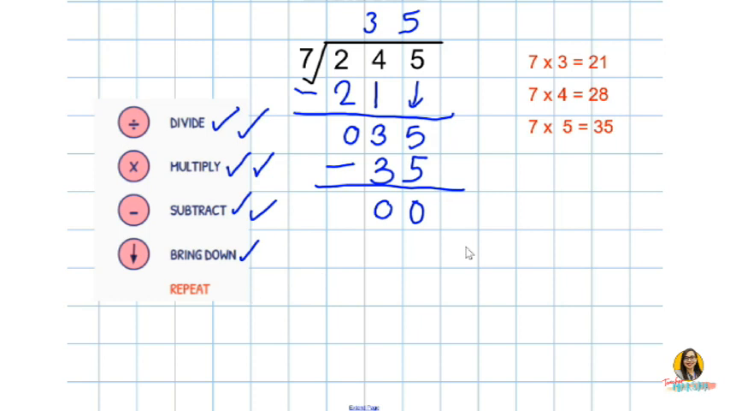So we can write here 245 divided by 7 is equal to 35.